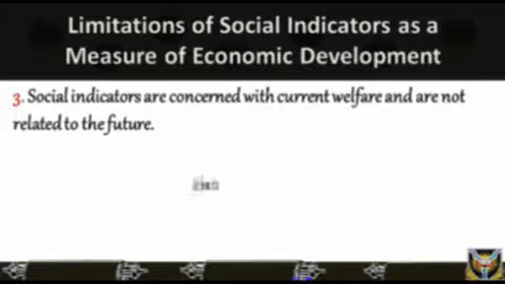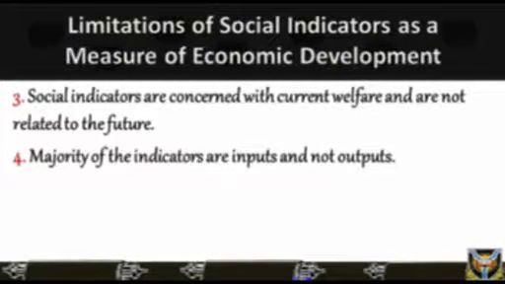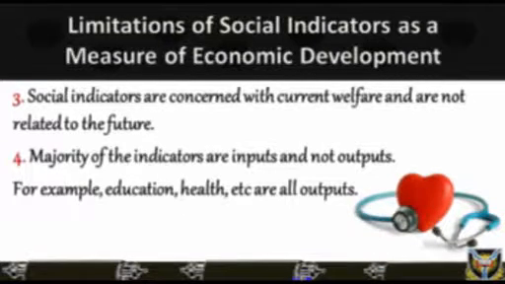3. Social indicators are concerned with current welfare and are not related to the future. 4. Majority of the indicators are inputs and not outputs. For example, education, health, etc. are all outputs. Social indicators are subjected to value judgments. In order to avoid the problem of value judgments and for the sake of simplicity, economists and the United Nations organizations use GNP per capita as the measure of economic development.